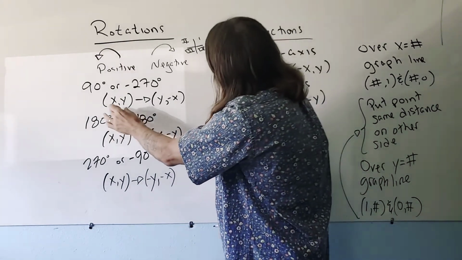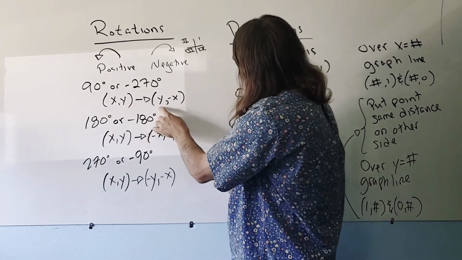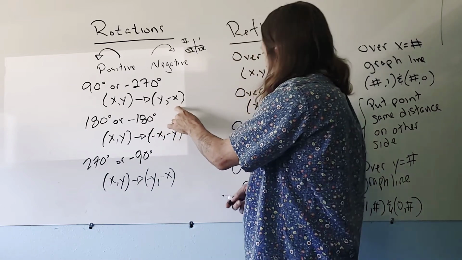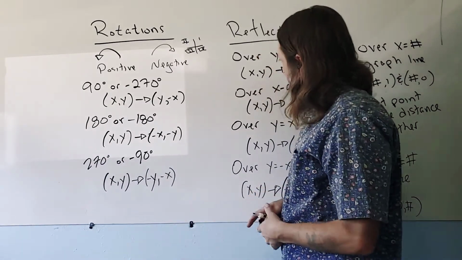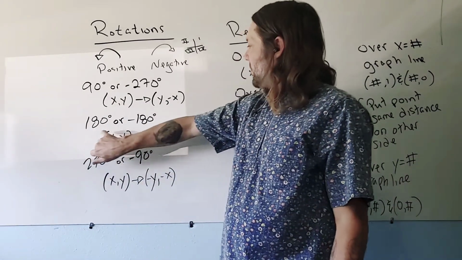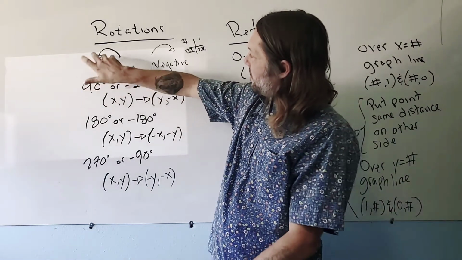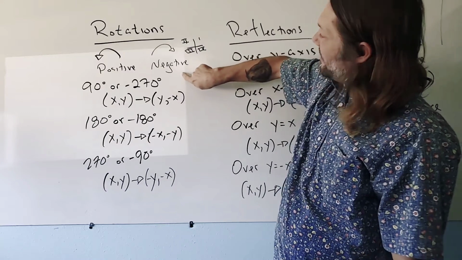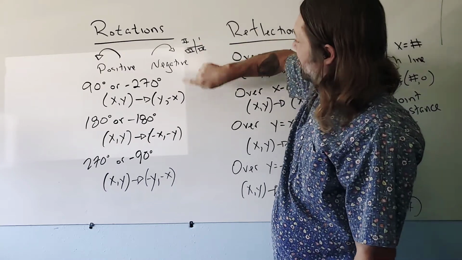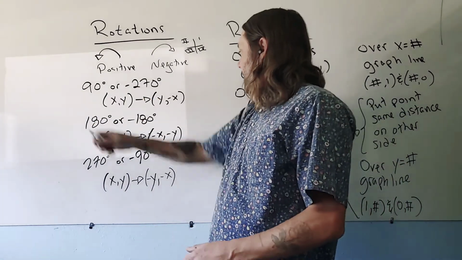But the rule is, with your ordered pair, the order switches. The y now comes first, and the sign of the x changes. Remember, if I put a negative in front of a number, that's how I tell you to change the sign. A 180-degree rotation or a negative 180-degree rotation, we're moving 2 quadrants in the counterclockwise direction, or 2 quadrants in the negative or clockwise direction. We're going to end up in the same quadrant as we did with this.